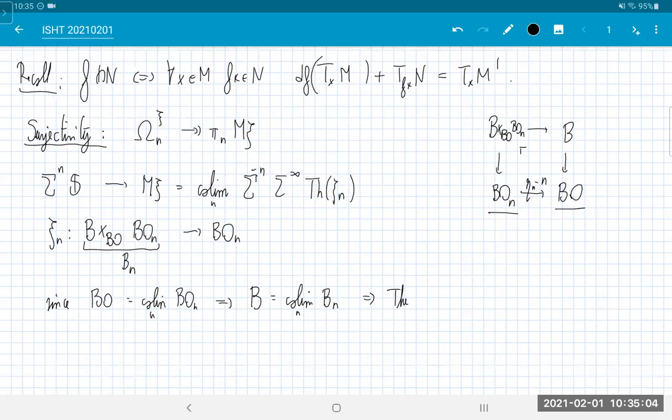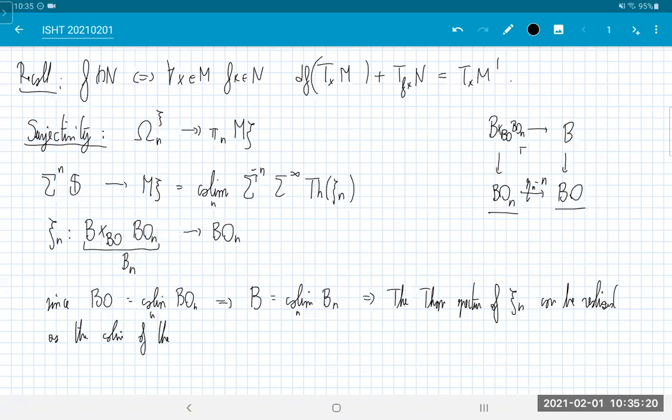So the Thom spectrum Xi can be realized as the colimit of the Thom spectra of Xi n. And now the Thom spectrum of the Xi n, I can think of it as the disuspension of the Thom space of the Xi n. This suspension, by the way, is just this n here that I am removing to get a topological space.